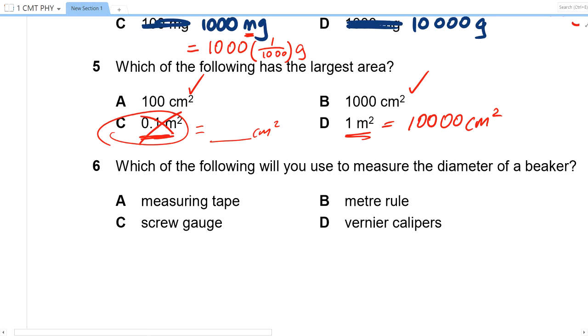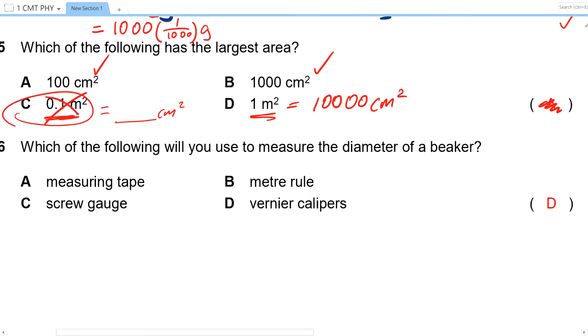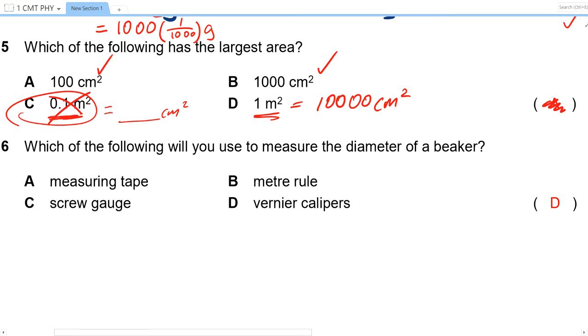So now with this, which is the largest area? Which one? B or D? D for dinosaur? Dinosaur, D, yes. Okay, D is 10,000. B is only 1,000.